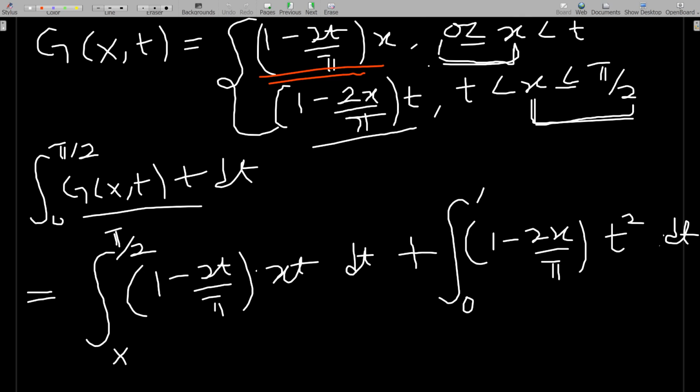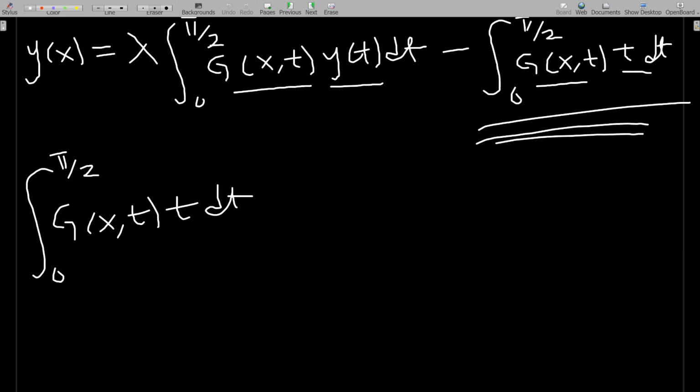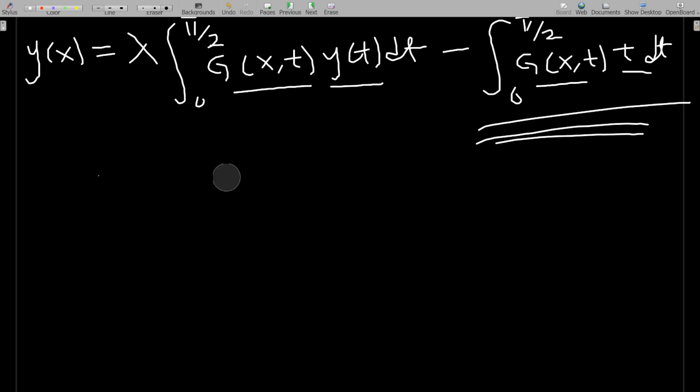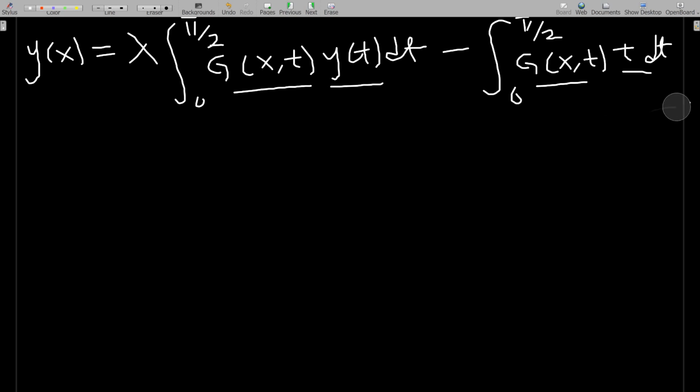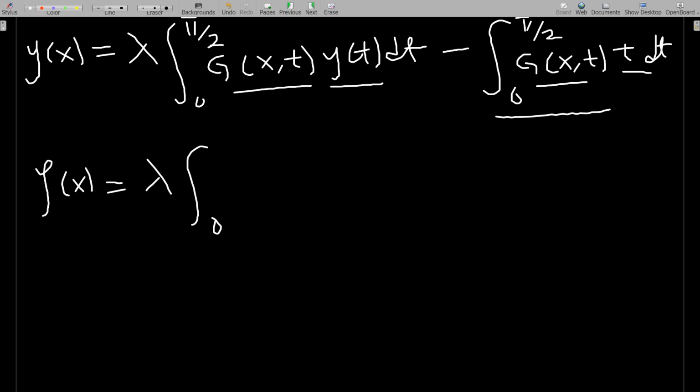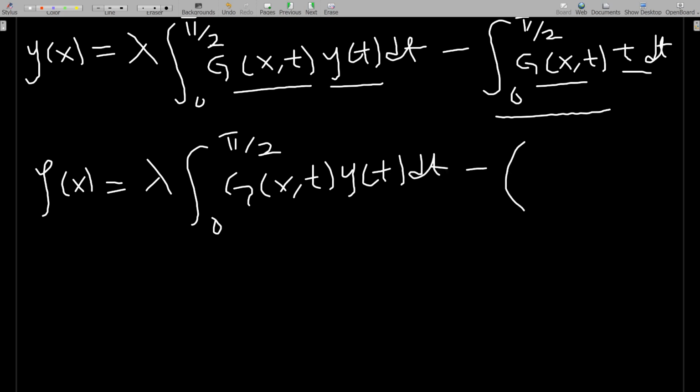For which one? Where is my y of x? So y of x is equal to, now I want to write it here because it's equal to these, and we know that this part gave us what? So y of x is equal to, this is how tedious using the Green's function becomes, the integral of G of x t y of t dt, then minus this part gave us x pi squared over 24 minus x cubed over 6.